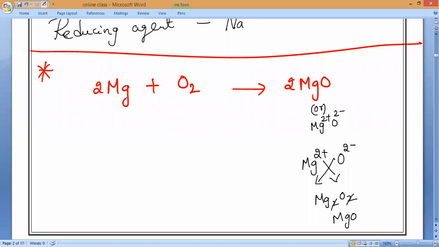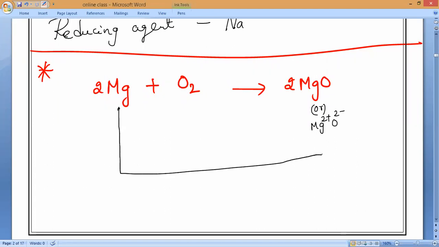In the form of valency I am writing. Now you tell me, is magnesium going to lose electrons or gain electrons? It loses electrons. So is it oxidation or reduction? Oxidation. Everybody, you have to speak. So magnesium is going to lose the electrons. Loss of electrons is called oxidation.